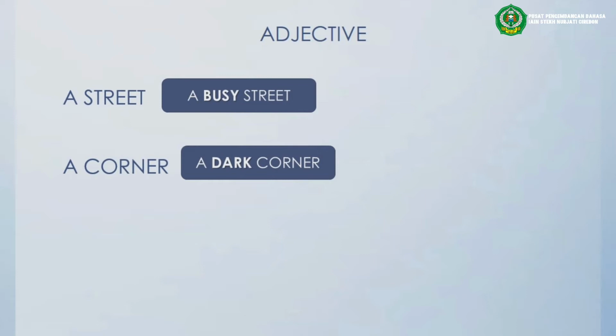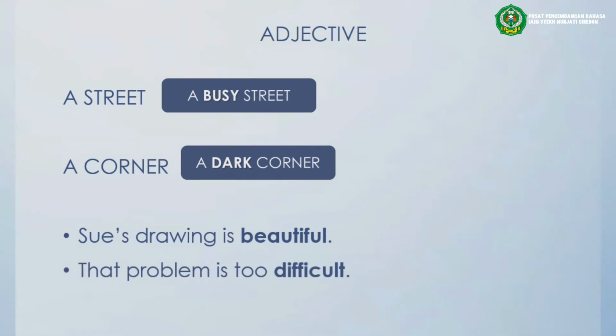Another example where the adjective does not appear in front of the noun is, for example, Chu's drawing is beautiful. That problem is too difficult. So an adjective can appear after the be verb to describe a pronoun, because adjectives can also describe pronouns besides describing nouns. I hope it makes sense, everyone.